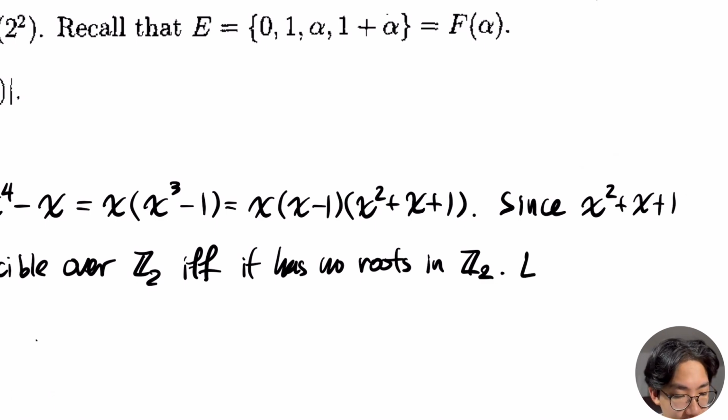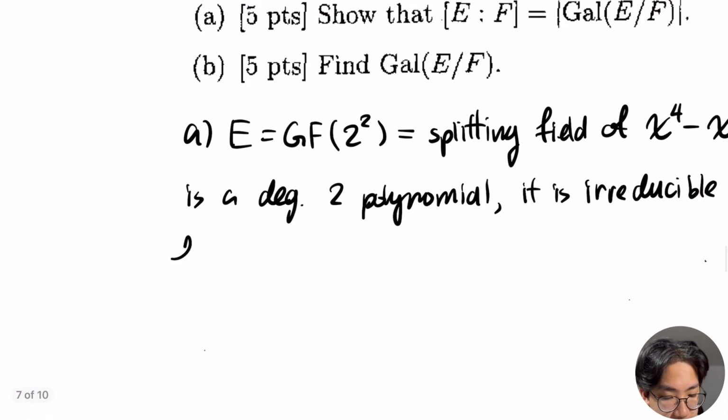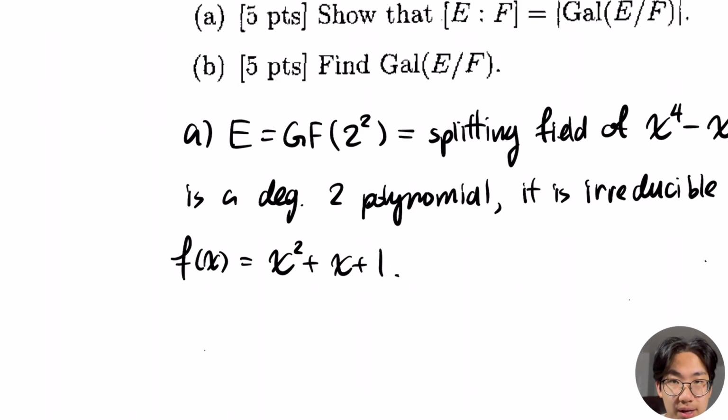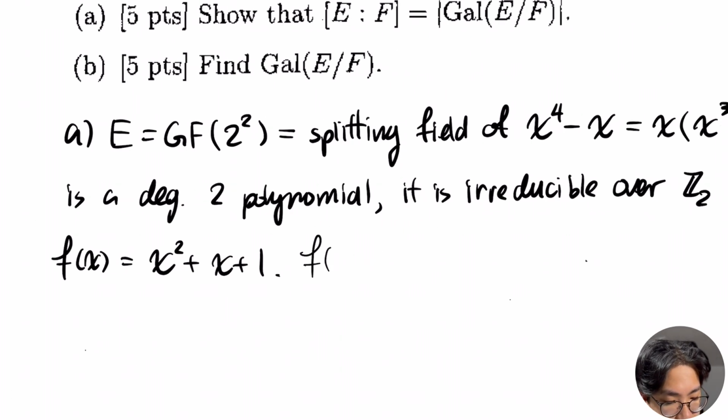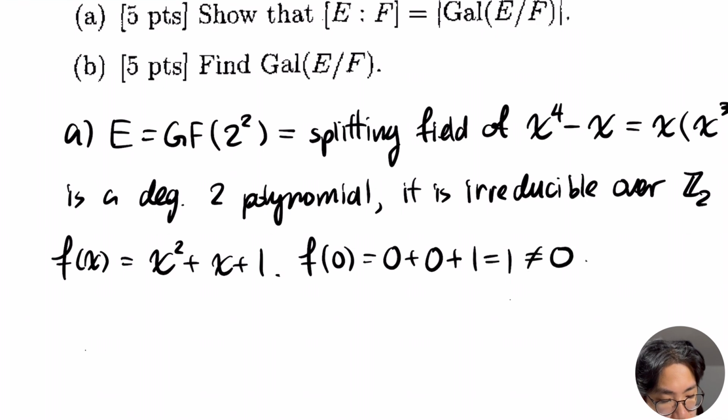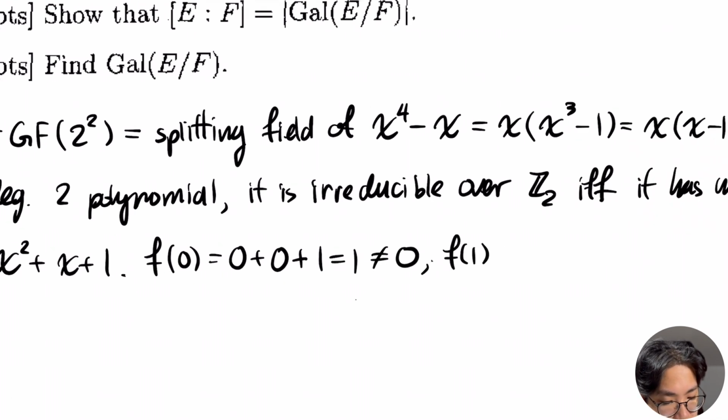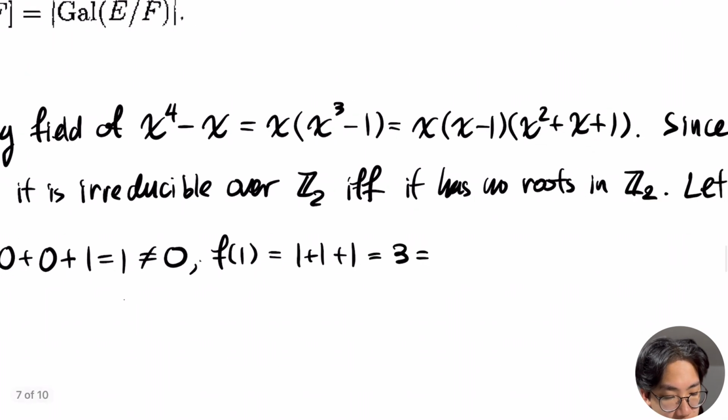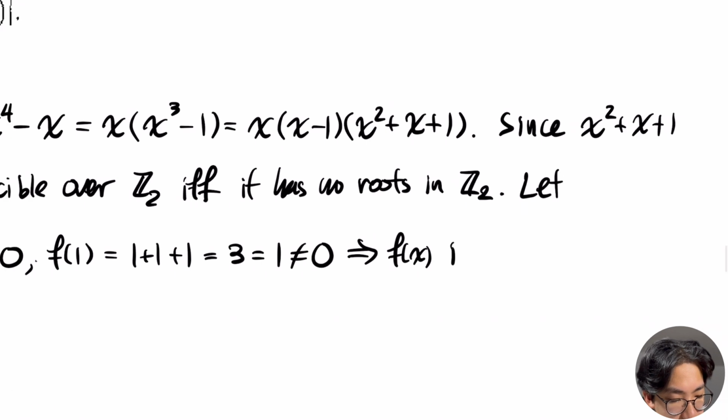So let's just set f of x to be that polynomial, so x squared plus x plus 1. And now we can just evaluate f at 0 and 1. So we see f of 0 is just equal to 0 plus 0 plus 1. It's obviously not 0. And then we have f of 1, which is 1 plus 1 plus 1, which is 3, which in Z mod 2 is just 1, which again is not 0. So this is enough to conclude that f of x is irreducible over Z2.